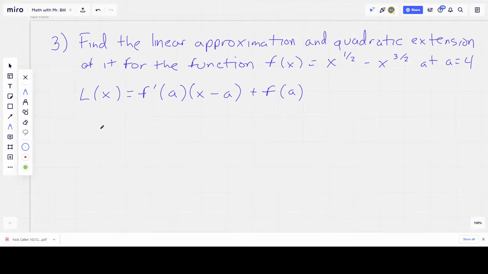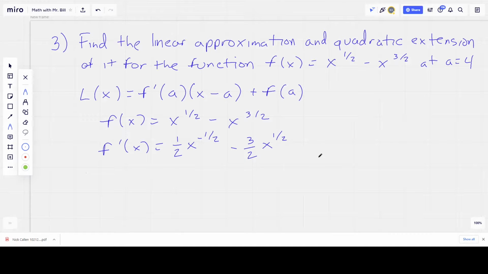Okay, so let's find f prime first. f of x is equal to x to the 1/2 minus x to the 3/2. So we'll take the derivative of that. f prime of x is equal to 1/2 times x to the 1/2 minus 1, which is negative 1/2, minus 3/2 times x to the 3/2 minus 1, which is 1/2. Now we need to evaluate both of these at 4.